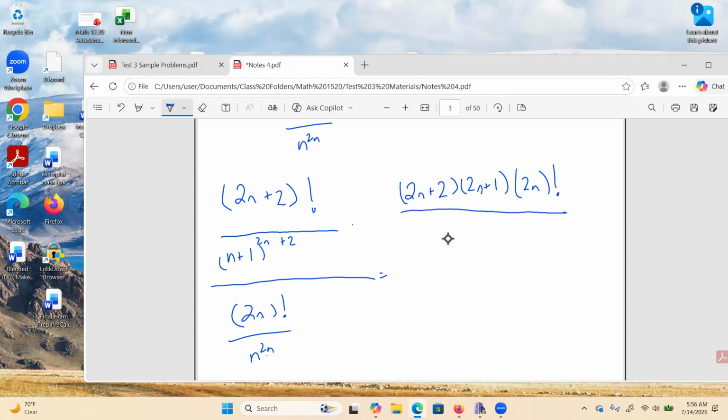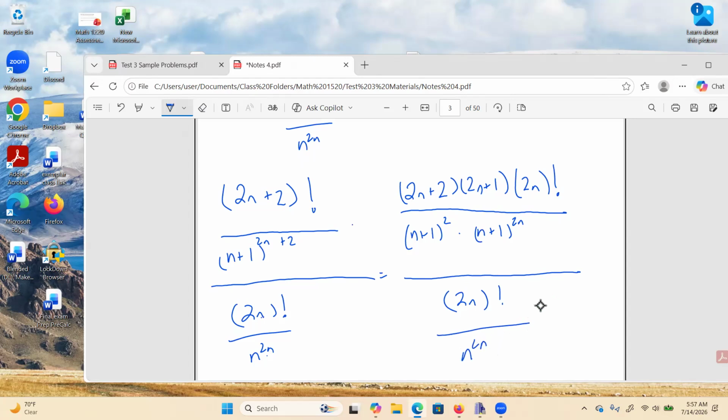And then we're going to say this is going to be (n+1) squared times (n+1) raised to the 2n. That's just going through and dealing with the rules of exponents. And then on the bottom, we have a (2n)! and n to the 2n up here.